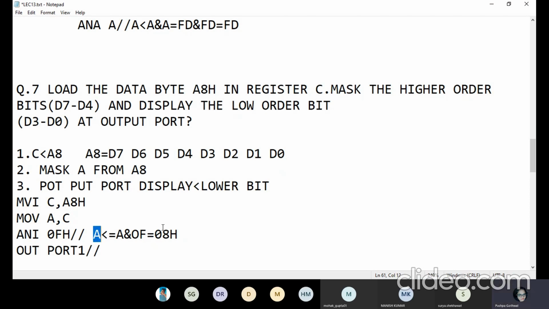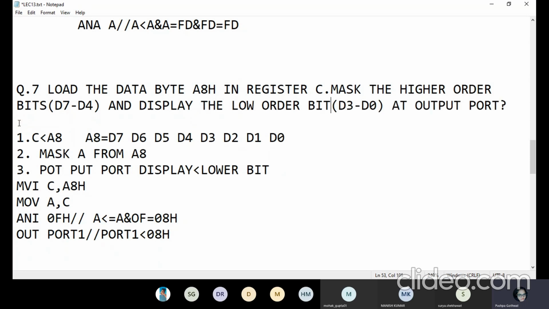This accumulator containing 08H will be displayed on port 1. So port 1 contains 08H right now. Are you getting my point? Is it clear? Yes, ma'am. So in the exam, how will they frame the question?